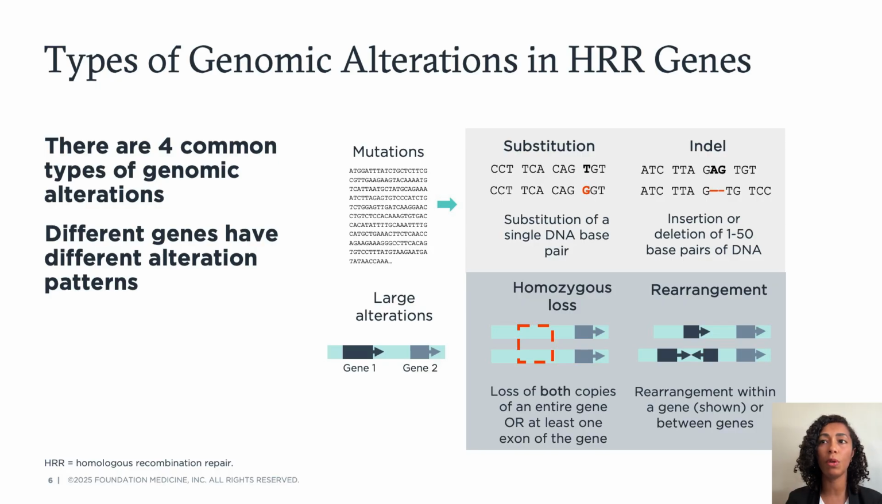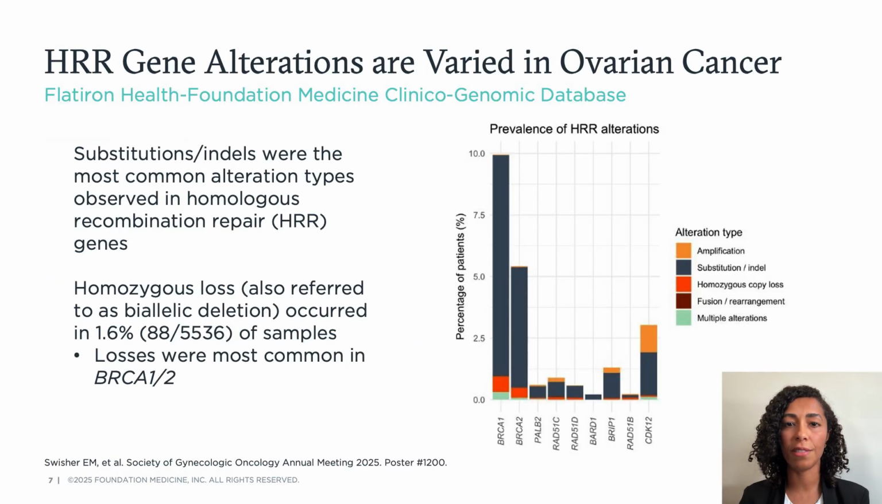These are changes in gene copy number, such as amplification or deletions, also referred to as copy number loss. At FMI, we report only homozygous copy number losses, meaning loss of both copies of a gene or at least one exon. And finally, we have rearrangements. These are large-scale changes like inversions or translocations that can disrupt gene function or regulation. Importantly, different genes can show distinct alteration patterns. In ovarian cancer specifically, we can detect different types of genomic alterations in genes involved in homologous recombination repair.